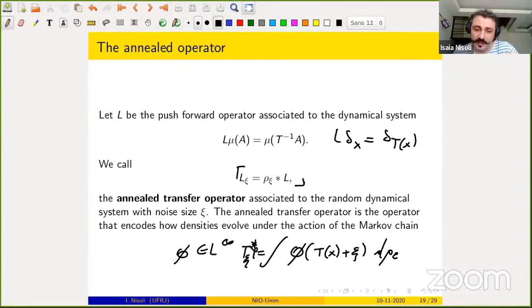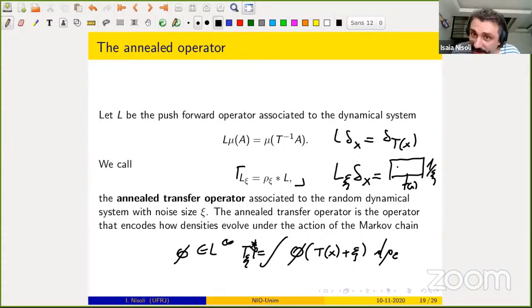So what happens is that we are sending a point to the future. This is T of X. If we think about the uniform distribution, we are going to see that this point is spread out uniformly around T of X, okay? So essentially we have the transfer operator for the deterministic system.